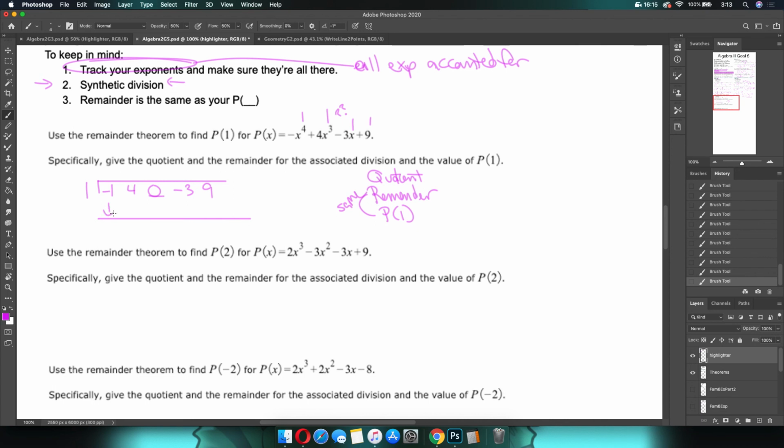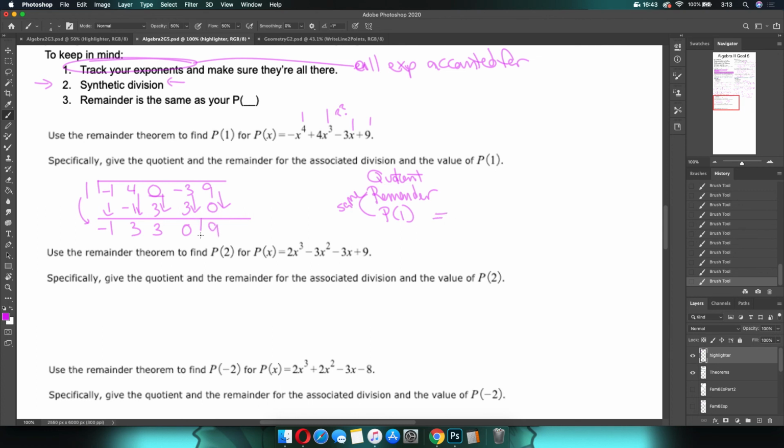So from synthetic division, and I know you know this because I did a topic just on this, negative 1 drops down. 1 times negative 1 is negative 1. 4 minus 1 is 3. Push down. Good. Next. 1 times 3 is 3. Push down. 0 and 3 is 3. 1 times 3 is 3. Push down. We get a 0. 1 times 0 is 0. Push down. 9 is our remainder.